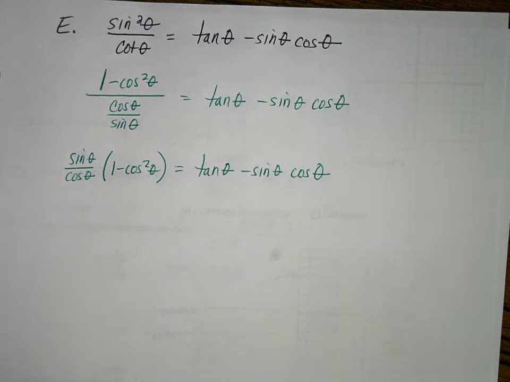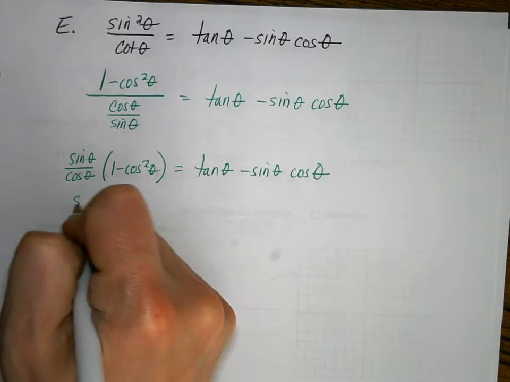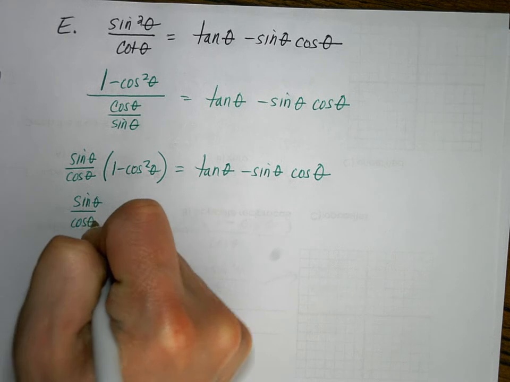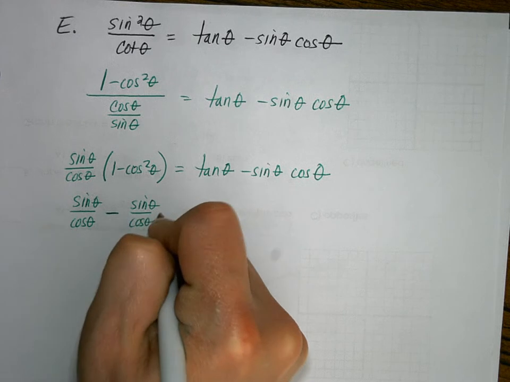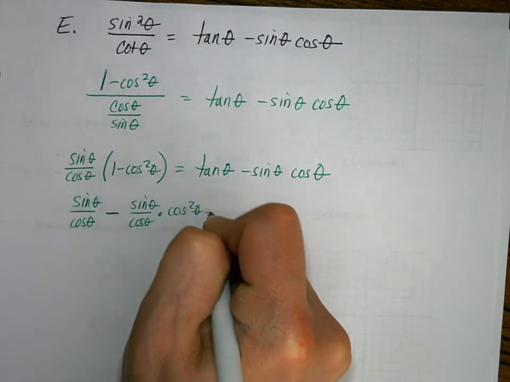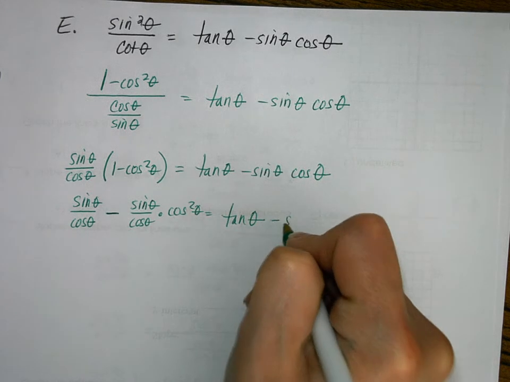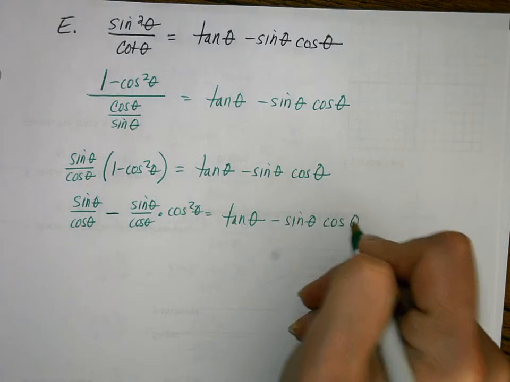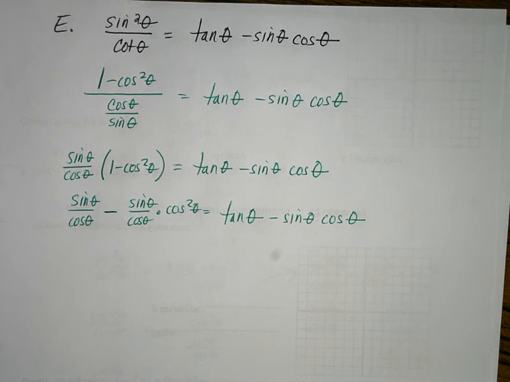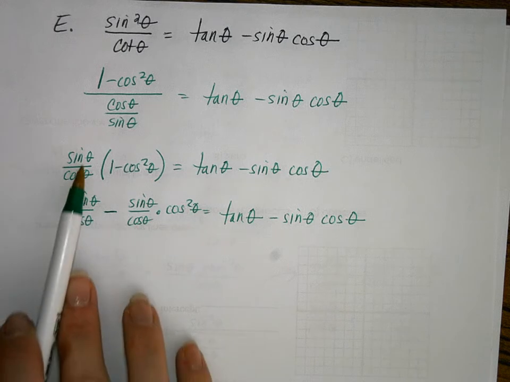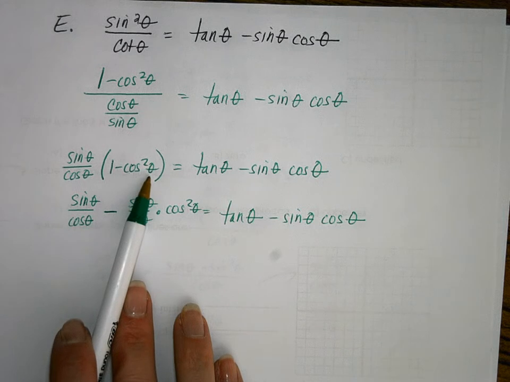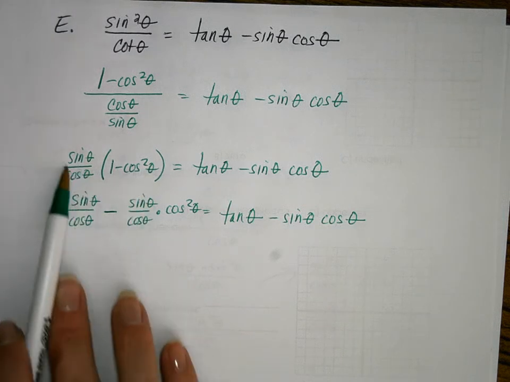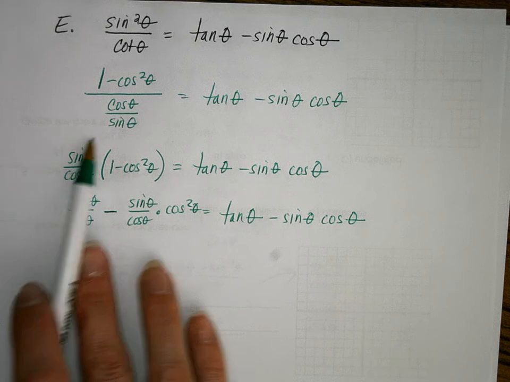I need to distribute. So we have sine over cosine times 1, so that's going to be sine of theta over cosine of theta. Subtract. I'm going to distribute again, so I have sine of theta over cosine of theta times cosine squared of theta. All right, equals tangent of theta, subtract sine of theta cosine of theta. How did you get the second sine over cosine? Here, I distributed sine of theta over cosine theta times 1, and then sine of theta over cosine theta times cosine squared. I'm distributing this to the first quantity, and then I'm distributing this to my second quantity.